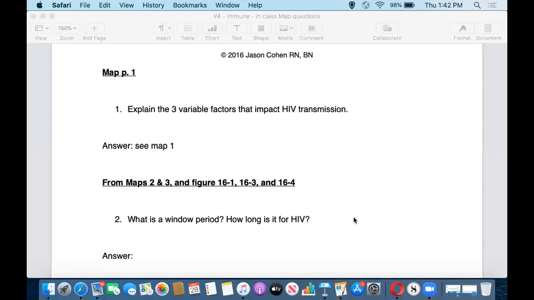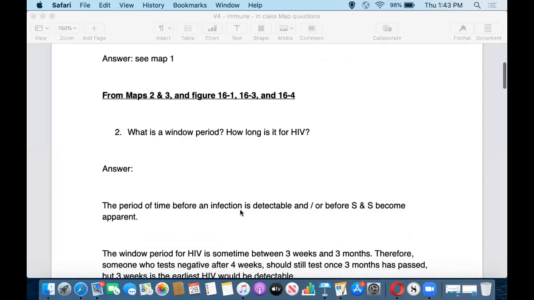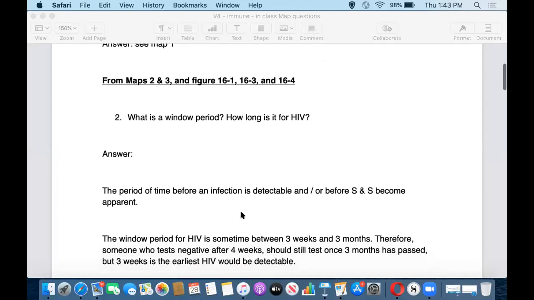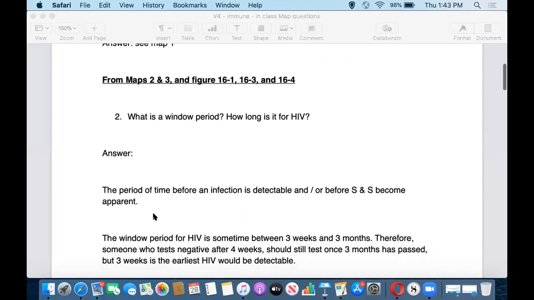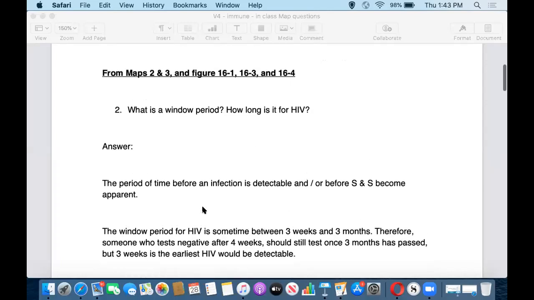Number 2, what is the window period? How long is it for HIV? The window period is the time before an infection is detectable and or before signs and symptoms become apparent. The window period for HIV is somewhere between 3 weeks and 3 months.